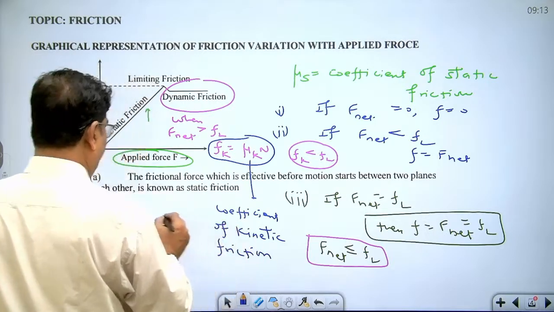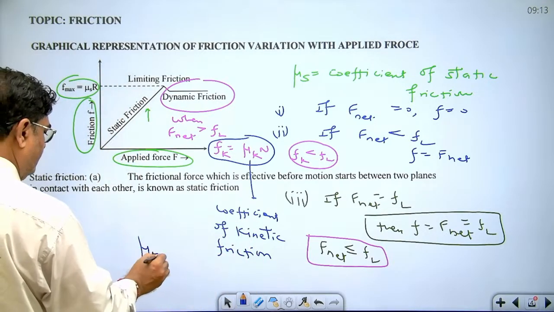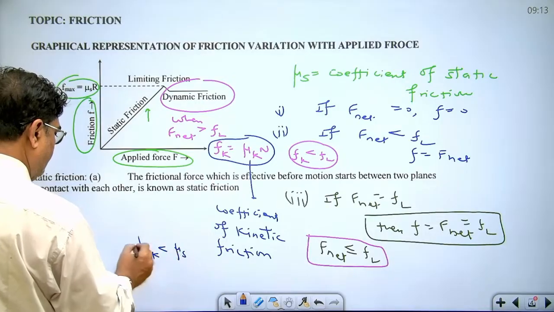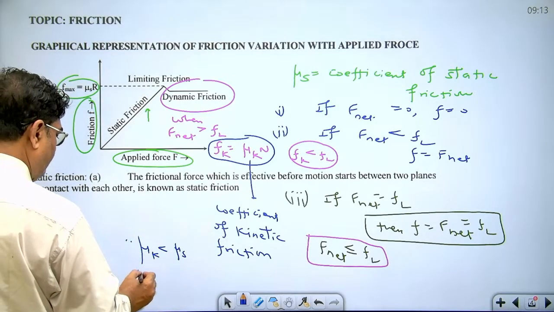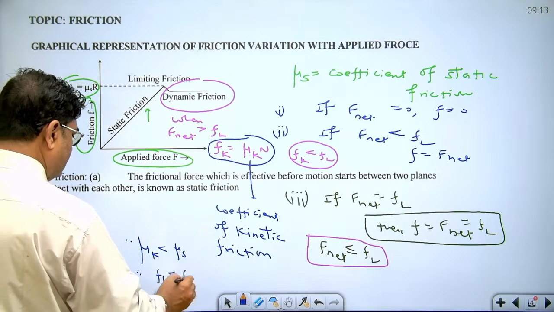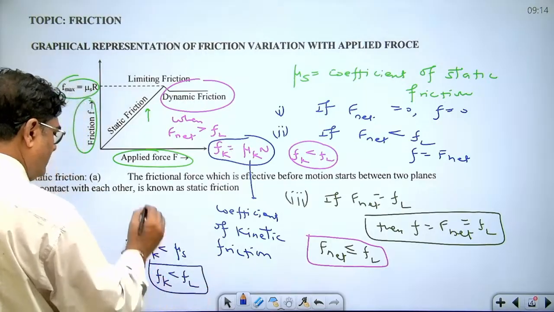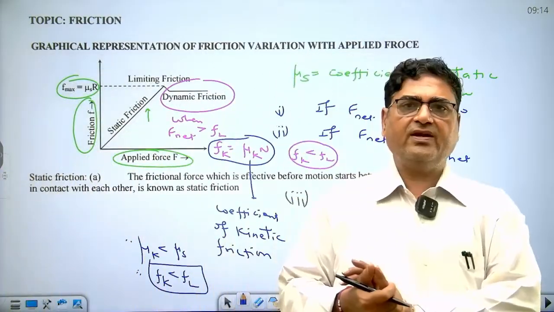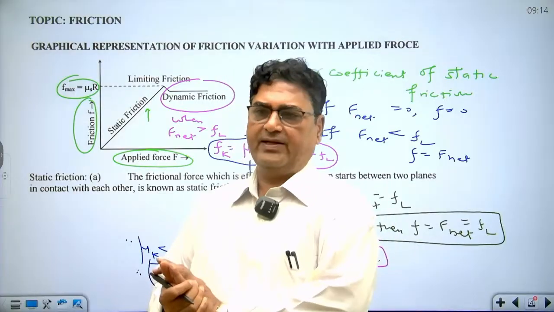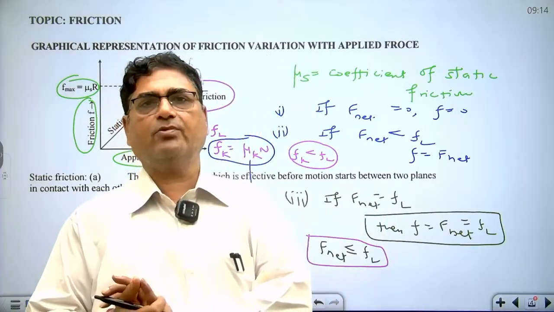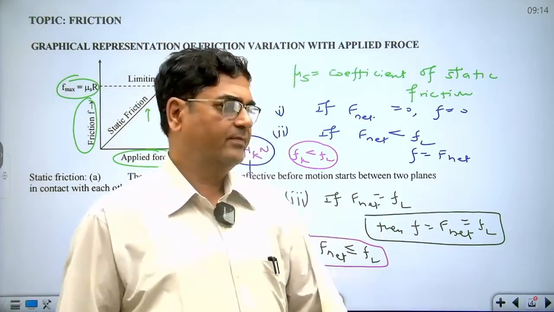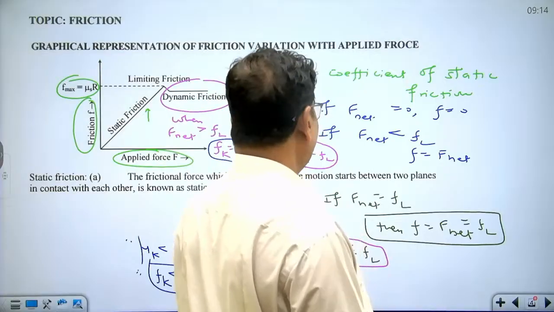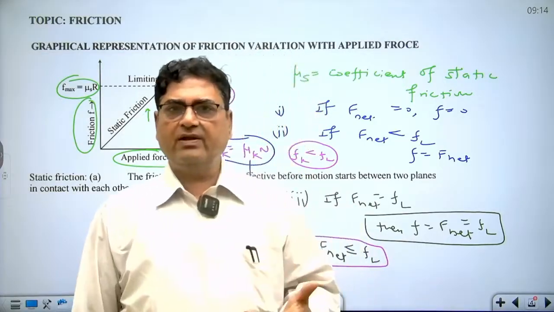And it is less than mu s. Therefore, Fk is less than Fl. So what you observed? It is more difficult to start the motion than to maintain it, okay. So you understood when the body will move, when the body will not move.